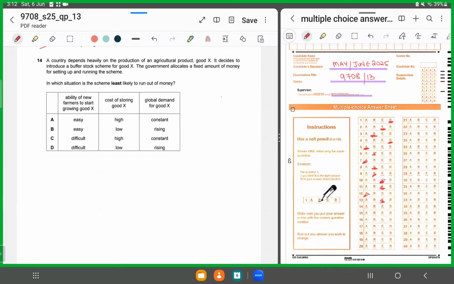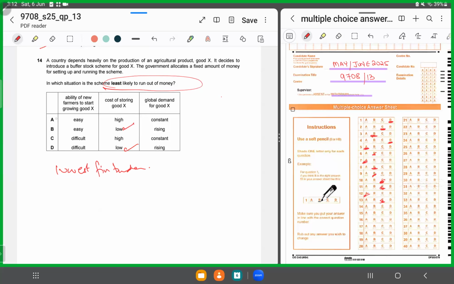The government allocates a fixed amount of money for setting up and running the scheme. Now, they're saying in which situation is the scheme least likely to run out of money. Least likely to run out of money means it wants the lowest financial burden. So if you look at the table, it talks about 3 dimensions: ability of new farmers to start growing this product, cost of storage, and the global demand. So the cost of storage has to be minimum, so that the government does not run out of money, so that it does not become a burden. So the cost of storage has to be low.